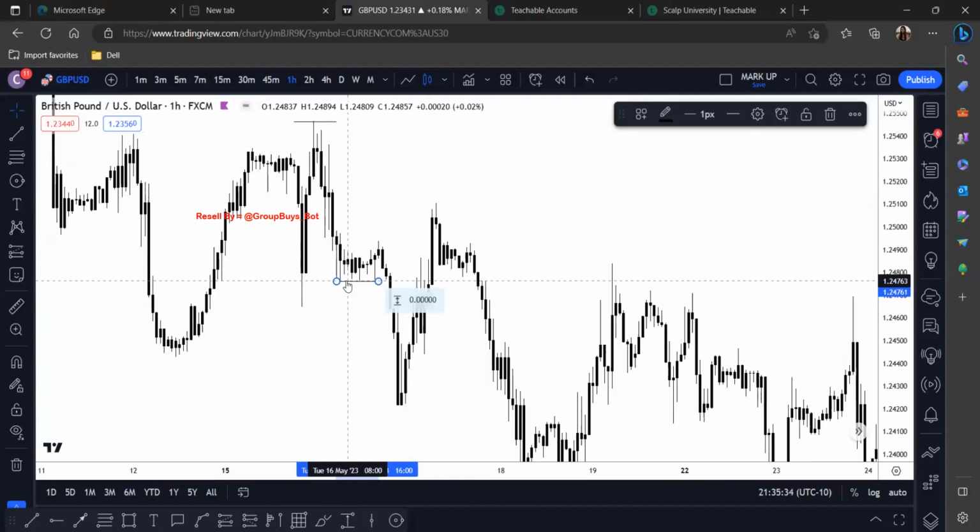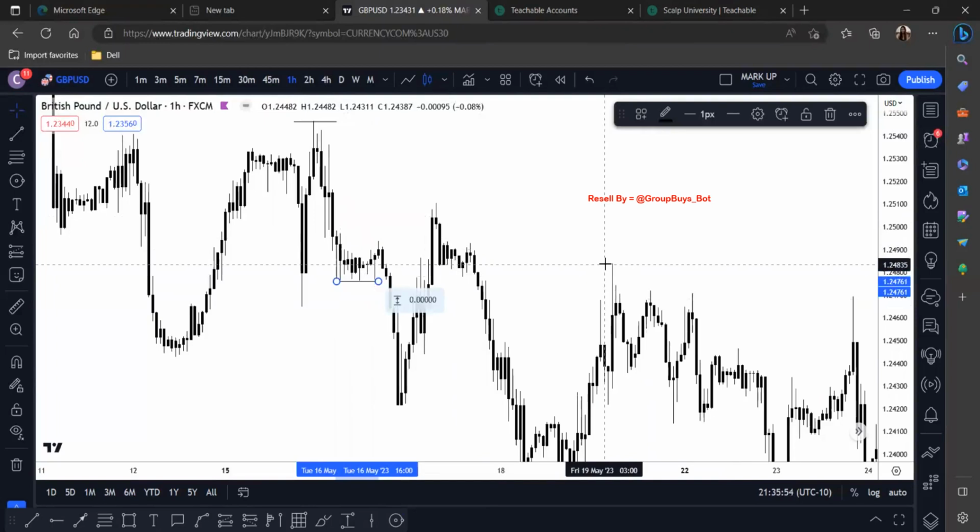Oh, and that's one thing I do want to mention as well. When you see a bunch of wicks, or even huge wicks like this, especially on the higher time frame, and a bunch of smaller wicks in one area, basically a consolidation area moving side to side, that is definitely liquidity, 100%.